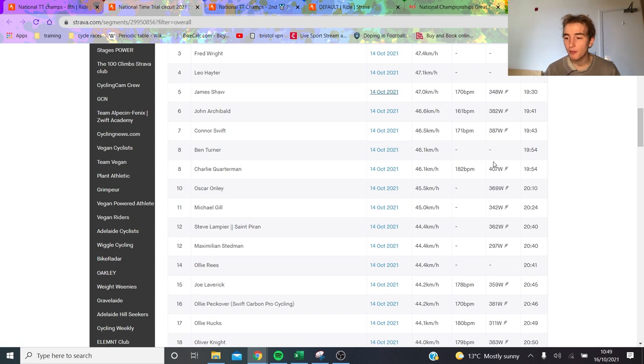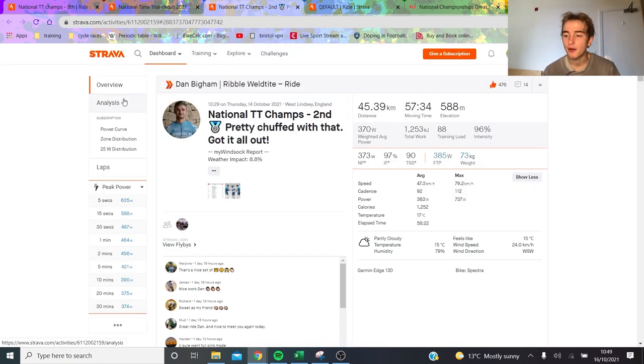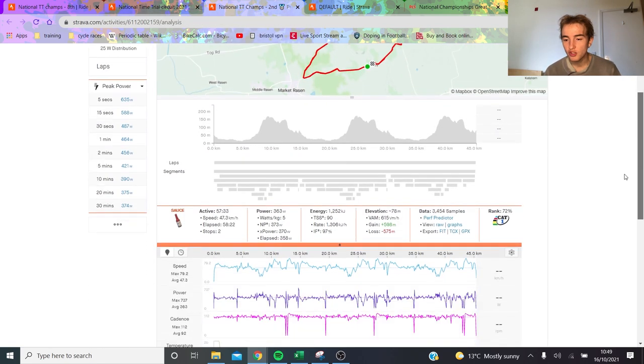So Charlie Corman, again, 407 watts, he's a big boy, but even so, you can see there's not much correlation here. And obviously Max Stemmen is an outlier because he's at 52 kilos, but even so, his CdA is mad. So we're going to look at Dan Bigham's power numbers first. Overall, it was 370 normalized for 57 minutes, which is a very strong ride. It's not ridiculous, though.